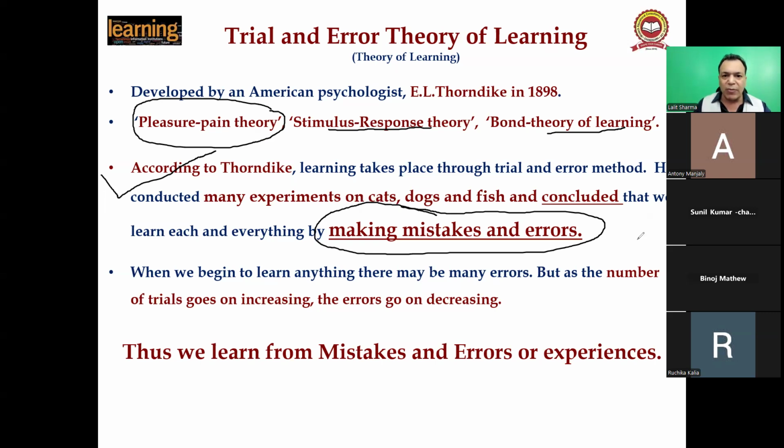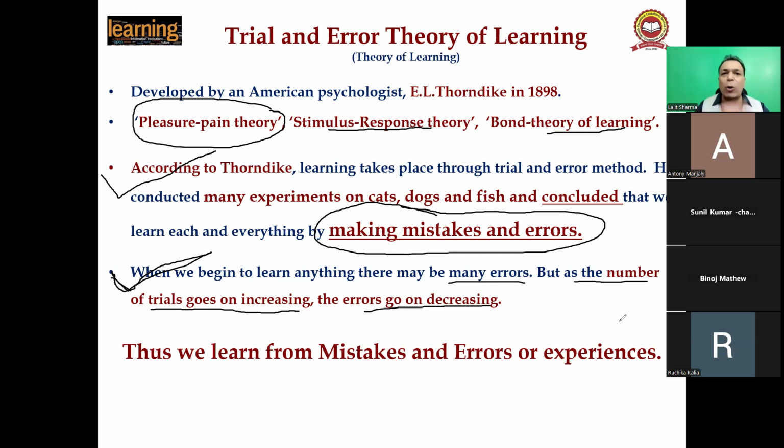So from this theory, Thorndike has given us the trial and error theory of learning. So according to Thorndike, we learn by making mistakes and errors. Okay. So again, Thorndike says that when we begin to learn anything, there may be many errors, but as the number of trials goes on increasing, the errors go on decreasing.